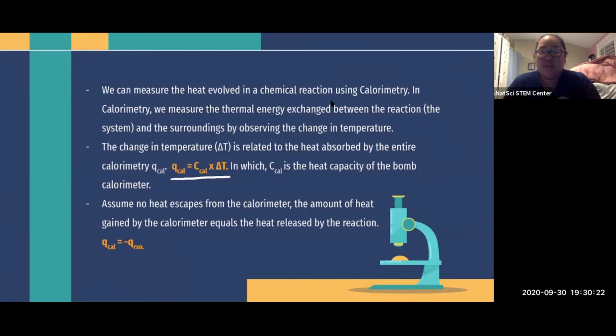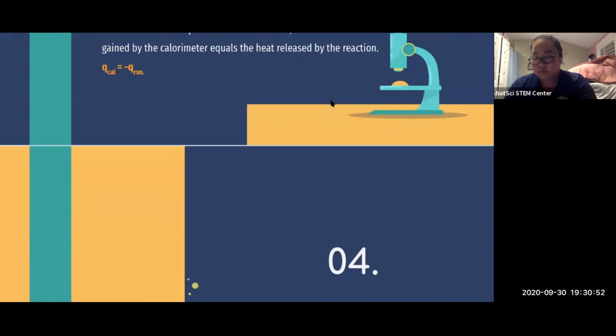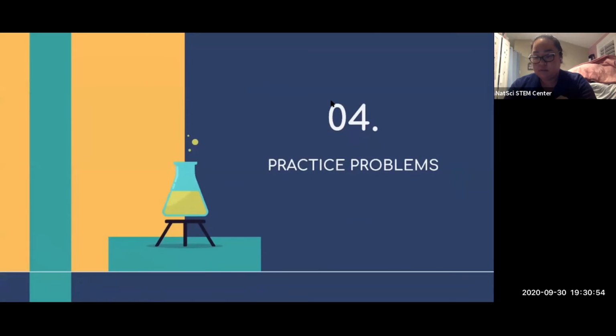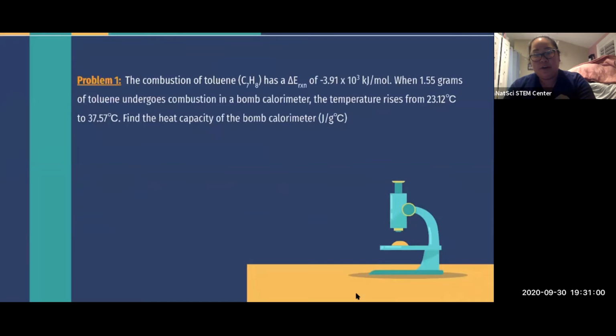Assume no heat escapes and the amount of heat gained is equal to the heat released by the reaction. This is us just giving you guys a given, something for you to assume. You won't change it. So the heat absorbed by the entire calorimeter is equal to the negative heat release of the reaction. So we'll do the practice problem. We'll do the first one together again, and then the following 2 will be a little bit harder.